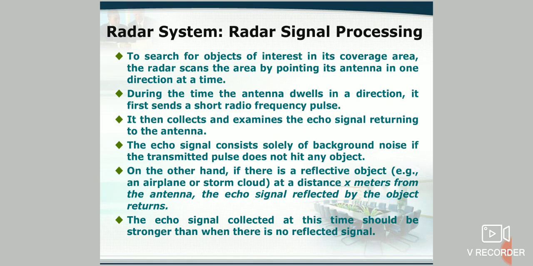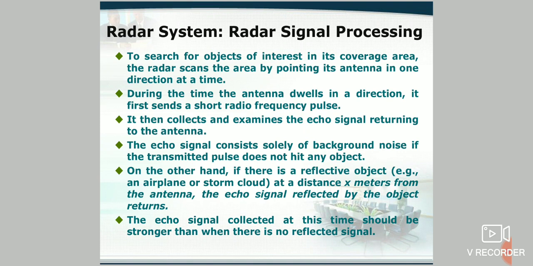Whereas if there is a reflective object at a particular distance of x meters from the antenna, then the echo signal reflected by the object returns to the antenna at approximately 2x divided by c seconds after the transmitted pulse, where x is the distance of the object from the antenna, and c is the speed of light, which is 3 multiplied by 10 to the power 8 meters per second. So the echo signal collected at this time should be stronger than when there is no reflected signal.